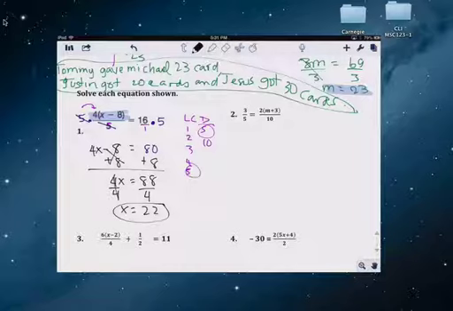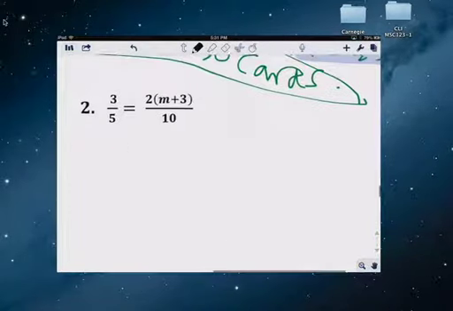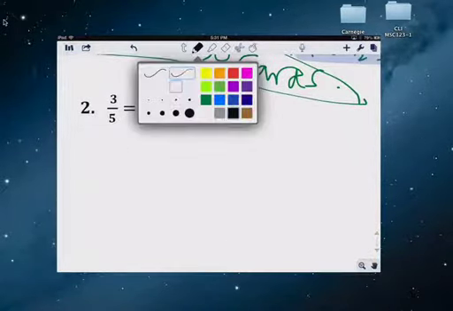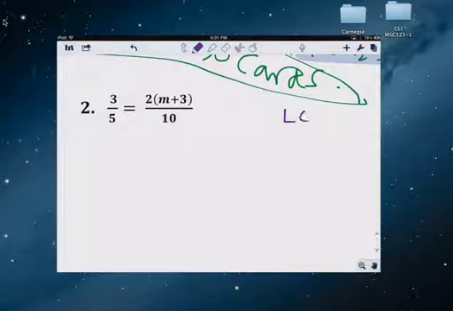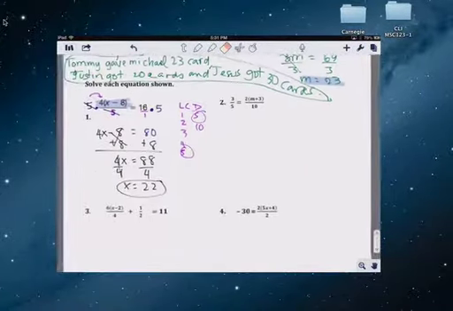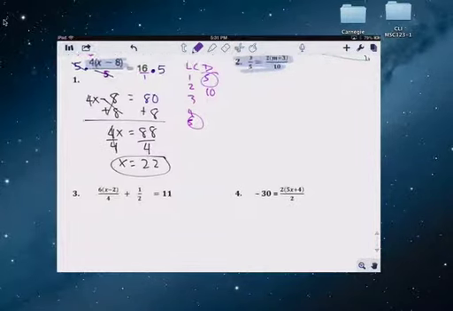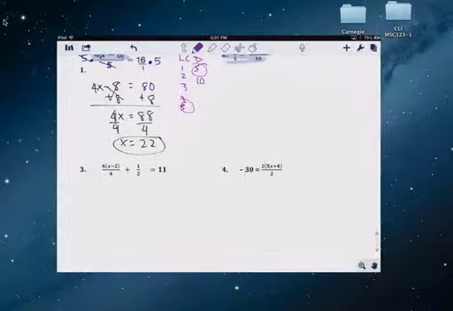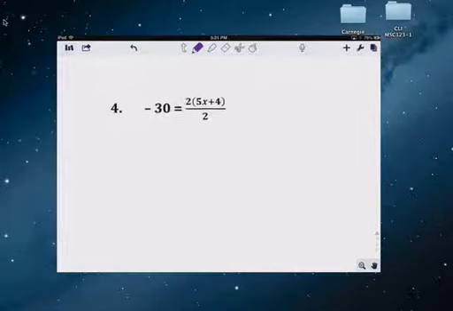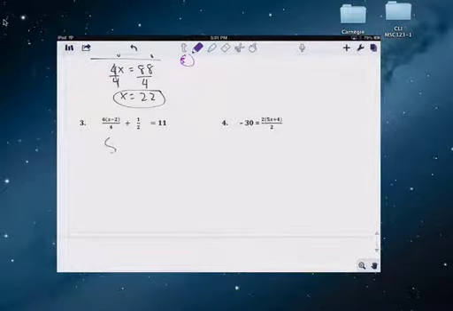Number 2, right here, you have to find the least common denominator. You've got 5 and 10. We did this in class, so I'm not going to do this. Your child should have gotten number 2 in class. This is done in class, so this should be filled in. Number 3, we skip. Number 4, you do. So you skip number 3 for tonight.